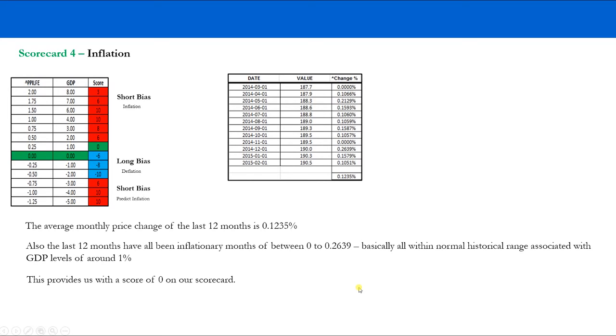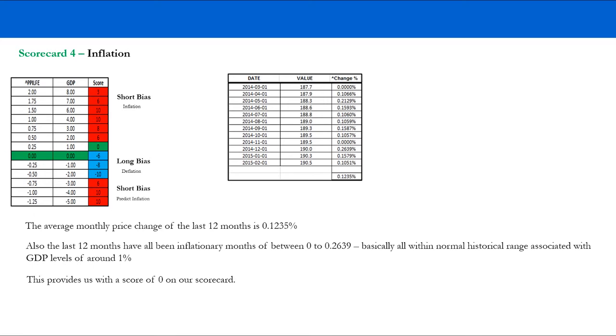So what do we get when we apply the 12-month rolling number? Well, the average monthly price change over the last 12 months is 0.1235%. So the average 12-month percentage move in PPI ex food and energy has been 0.1235. If we look on our scale here, that's between 0 and 0.25. Depending on how conservative or aggressive you want to be, you can score this 0 or somewhere between 0 and -6. If we're being conservative, then we'll probably be scoring a 0 for this indicator, this driver.